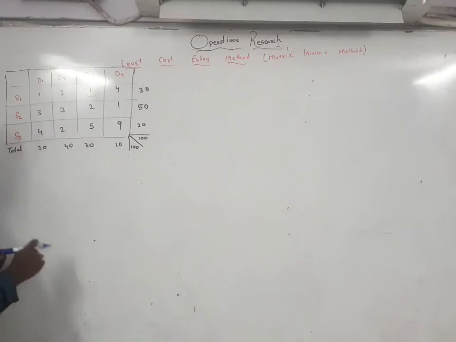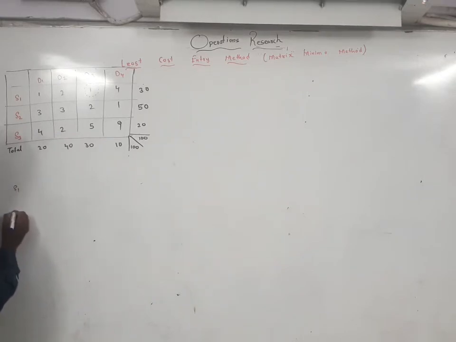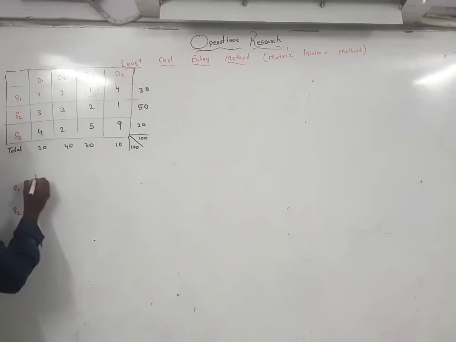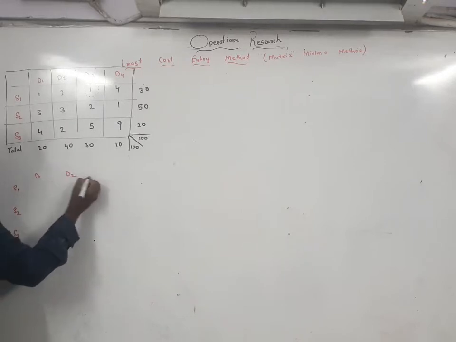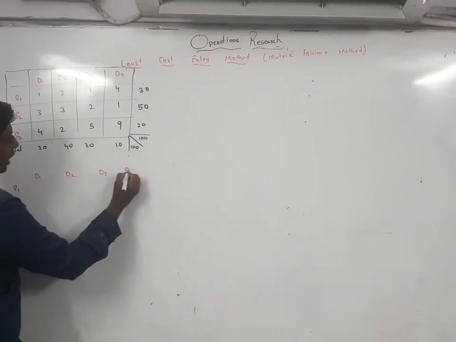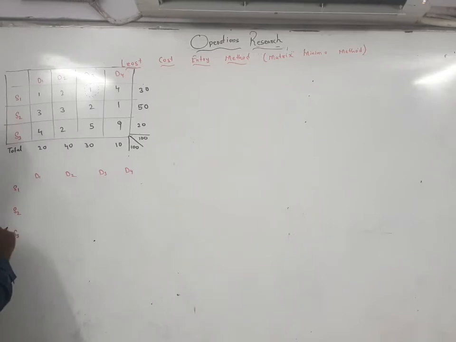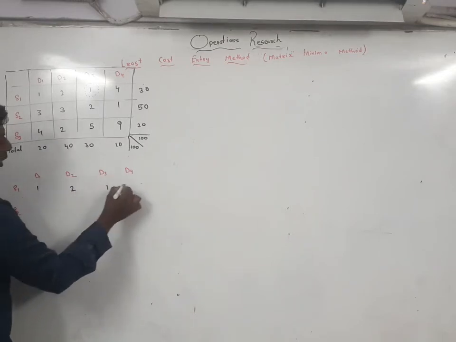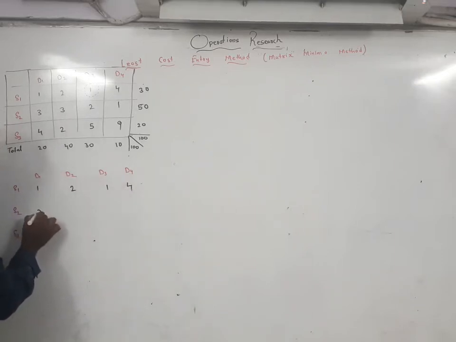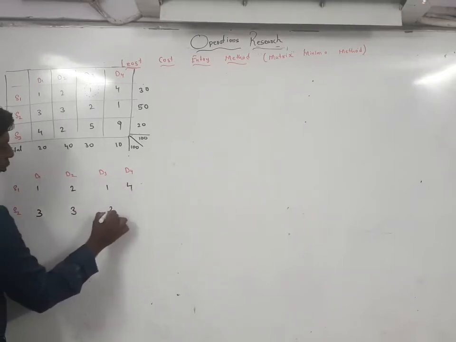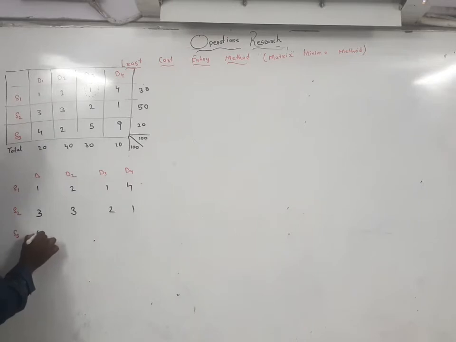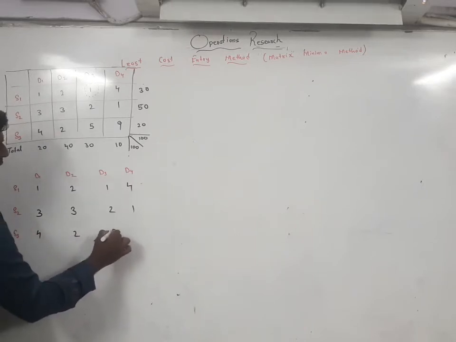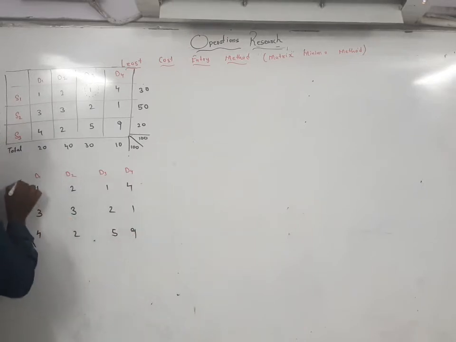Before that, first I will write this. I can write here S1, next S2 and here S3. Here D1, D2, D3 and D4, and whatever values are inside, you have to write. This is 1, 2, 1, 4. Next one is 3, 3, 2, 1. Next one is 4, 2, 5, 9.